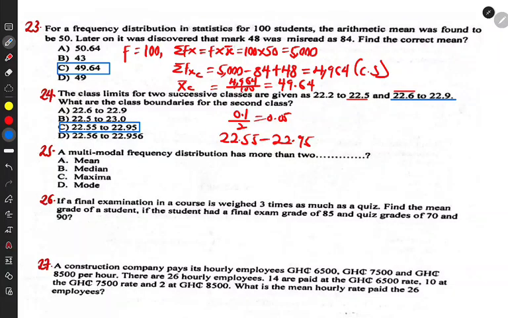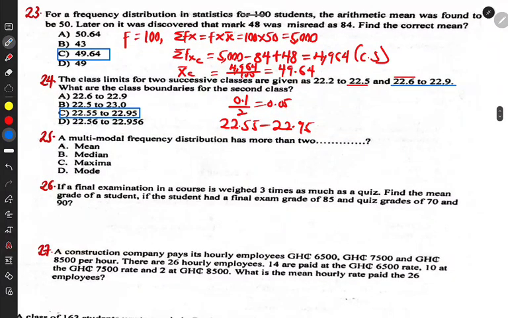So let's take note of that. And the last question for the first part of our discussion is question 25: a multimodal frequency distribution has more than what? So let's see. We said the mode is the most occurring data. Mode is the most occurring number or frequency in a set of data. So a multimodal frequency means we have more than two modal values coming up.